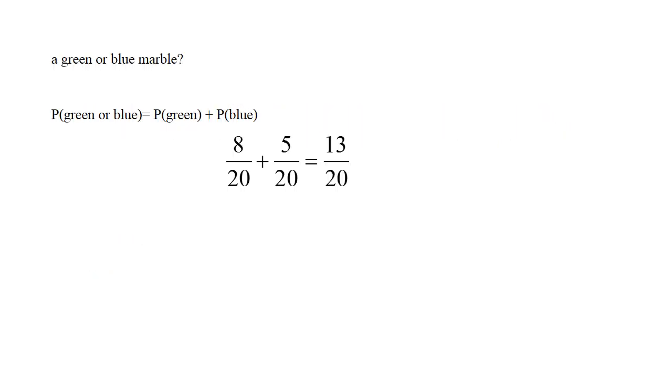The next question asks what is the probability of selecting a green or a blue marble. For this problem, we will use the addition rule since it's an OR problem. The probability of a green marble or a blue marble is equal to the probability of a green plus the probability of a blue. The probability of selecting a green marble is 8 out of 20. The probability of selecting a blue one is 5 out of 20. When we add the two fractions together, we end up with 13 over 20.